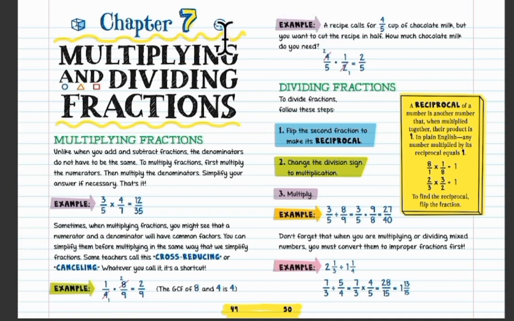It says here, a recipe calls for 4/5 cup of chocolate milk, but you want to cut the recipe in half. How much chocolate milk do you need? Here it is showing the answer. Here it says dividing fractions. To divide fractions, follow these steps.